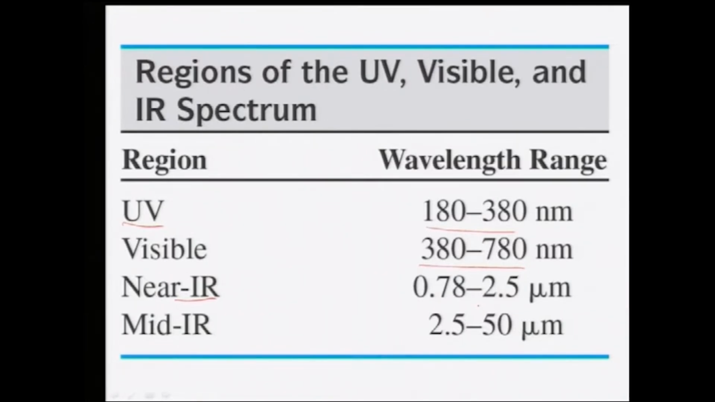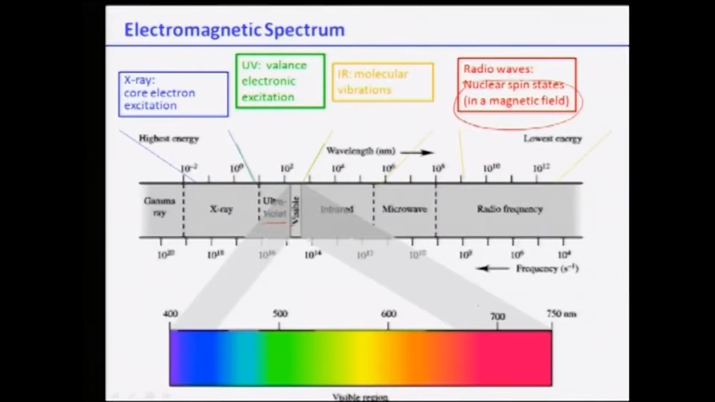Mid infrared comes 2.5 to 50, and the rest is called microwaves, which are very high wavelengths, maybe of the order of centimeters. That is what I have shown you in this slide. You can see microwaves can actually have 10 to the power 8 nanometers, that means about 10 meters.